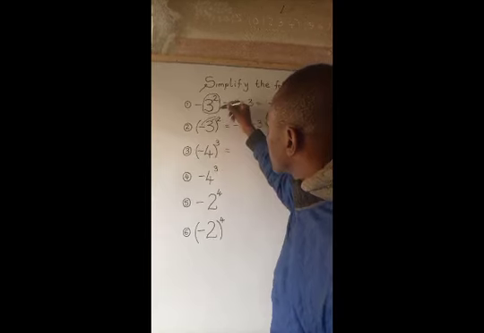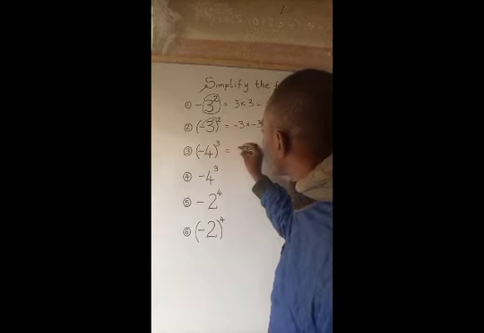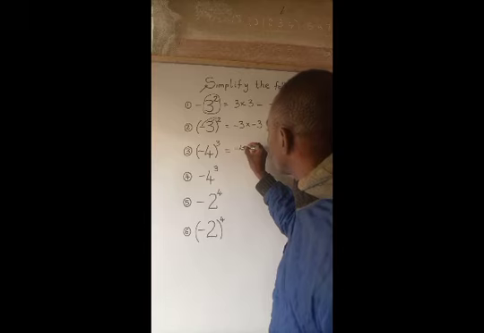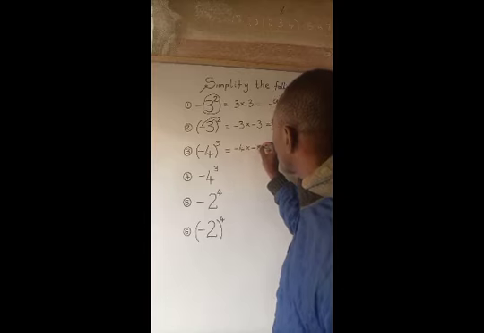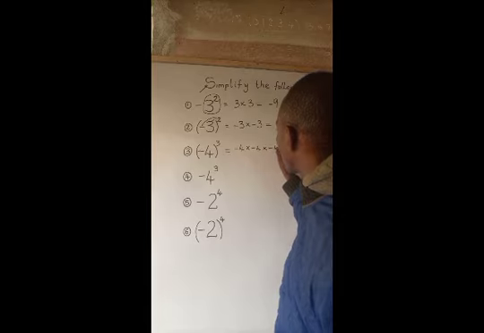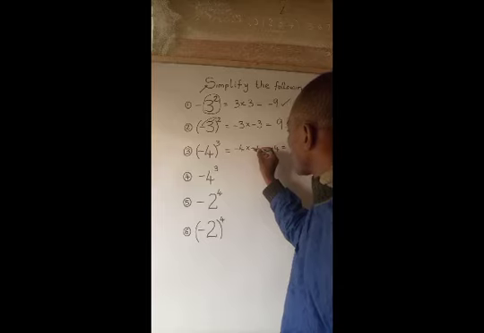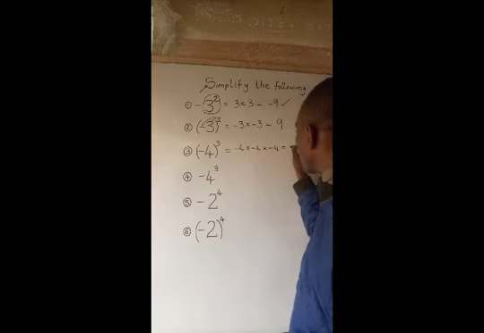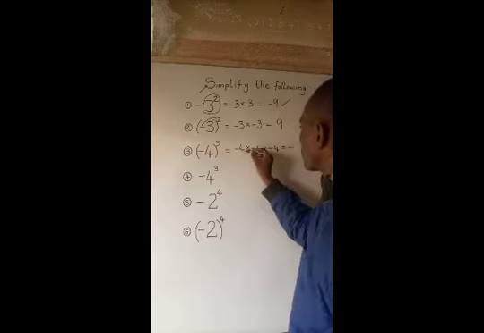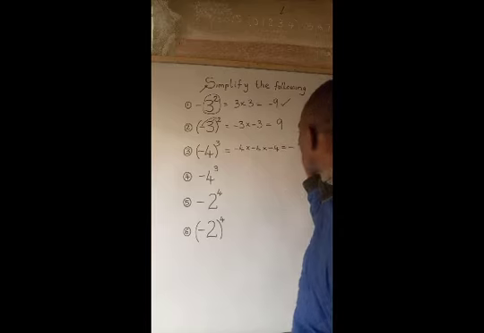We will apply the same concept, okay? Minus 4 times minus 4 times minus 4, which is equal to minus times minus is plus. Plus times minus is what? Is minus. Now 4 times 4, 16. 16 times 4, 64. So the answer is minus 64.